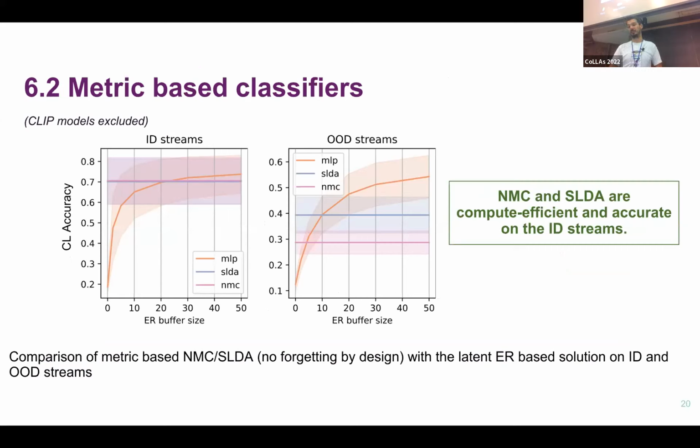In these plots, we have the metric-based accuracies as horizontal lines, and the more powerful MLP classifier is the curved line, and on the x-axis are the different replay buffer sizes. For small replay buffer sizes, the more powerful MLP underperforms the metric-based classifiers. This is because it has forgetting, but for larger replay buffer sizes, the MLP-based one outperforms the metric-based ones. And for in-distribution streams, the advantage of the more powerful MLP-based classifier is really small.